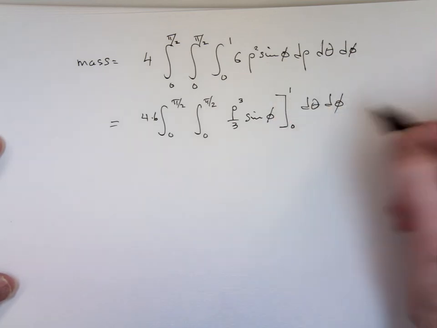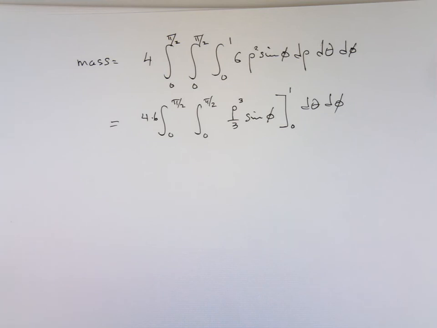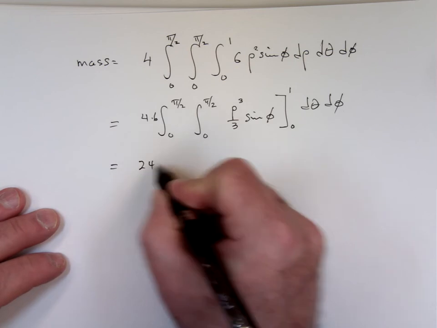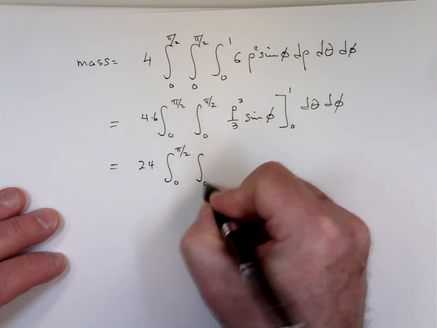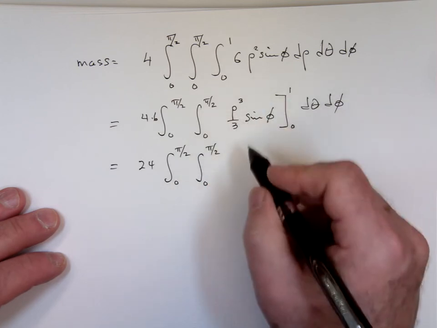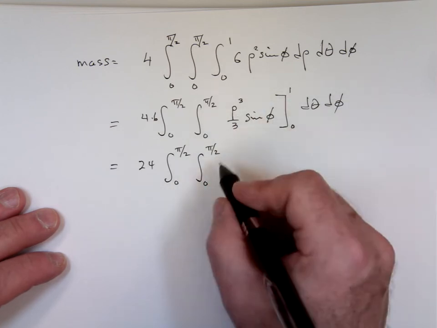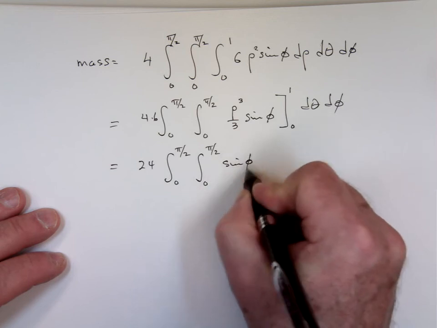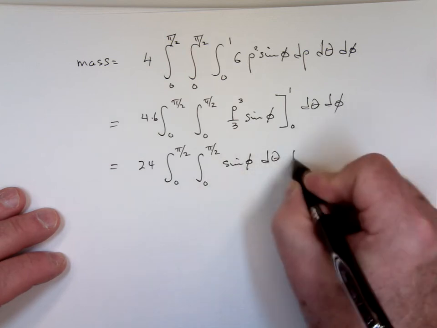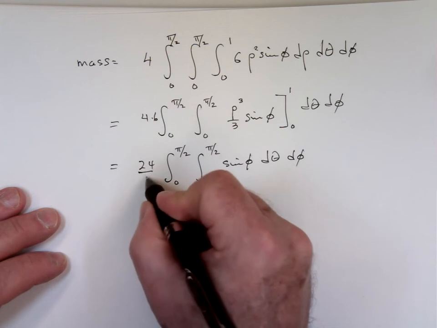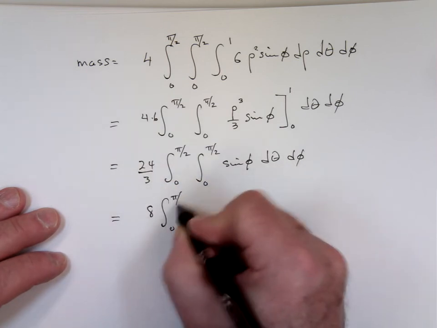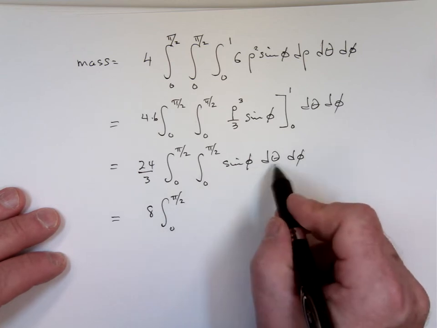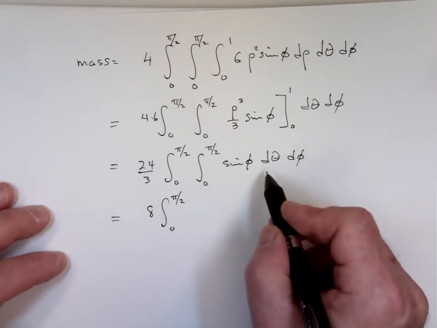So 24, 0 to pi over 2, 0 to pi over 2. Substitute in 1, we get 1/3 sine phi. And the 1/3 can come out front. We end up with 8, 0 to pi over 2, the integral of sine phi with respect to theta. Now this is where you've got to be careful. This is probably where I messed up.